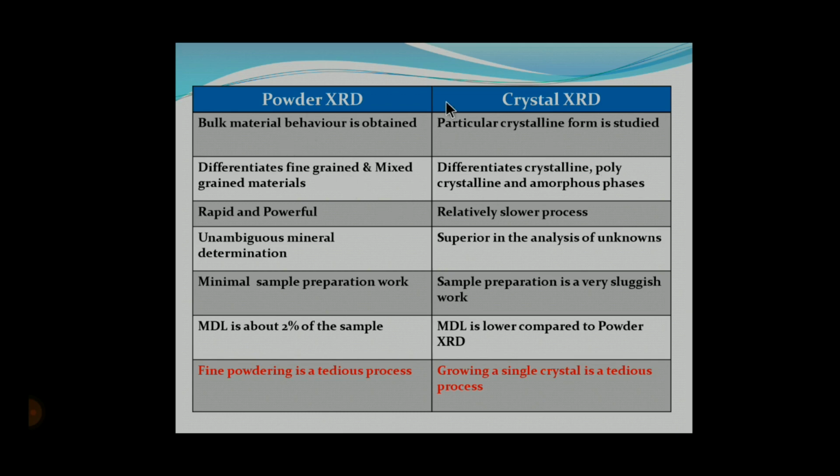And both the things are actually, the powder diffraction is very rapid and powerful, because a single exposure to X-rays can expose all the possible crystallized structures inside the material. But single crystal XRD is a relatively slower process, because it needs to be rotated to get all the possible information. And the powder XRD data is unambiguous without any doubts. So unambiguous mineral determination. So they are mainly applied to remove the ambiguity.